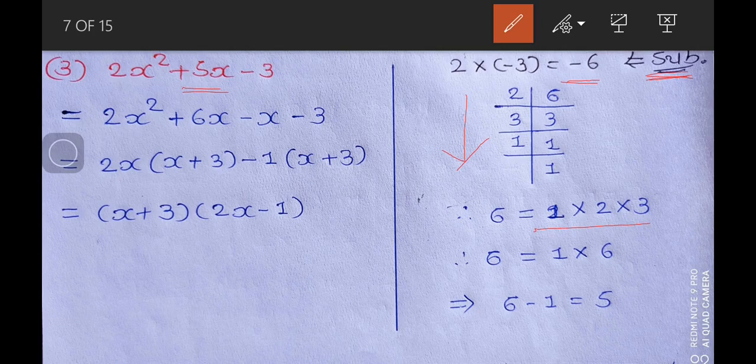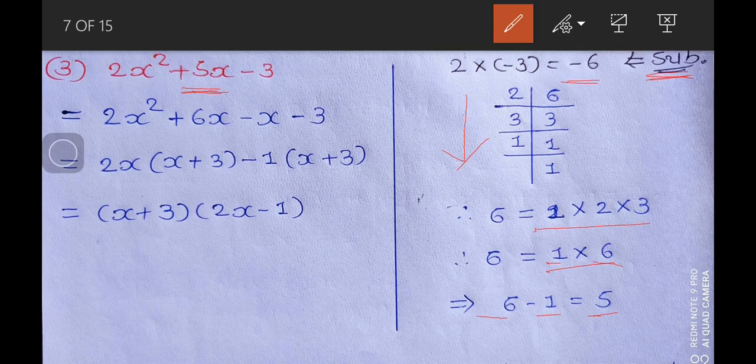So 2 3s are 6 and we put 1 as it is. So you can see that subtraction of 6 and 1 gives the answer 5. Subtraction of 1 and 6 gives us the middle term of the given polynomial. So now we put 6 and 1. Now we also see the sign of the middle term. Here you can see that the middle term has a positive sign.